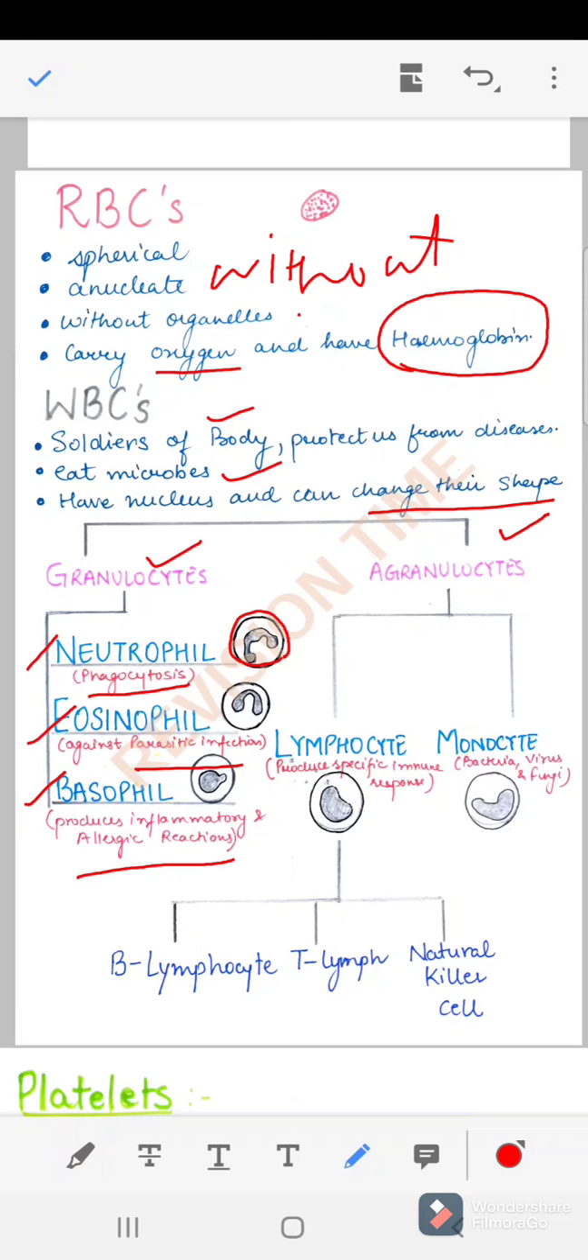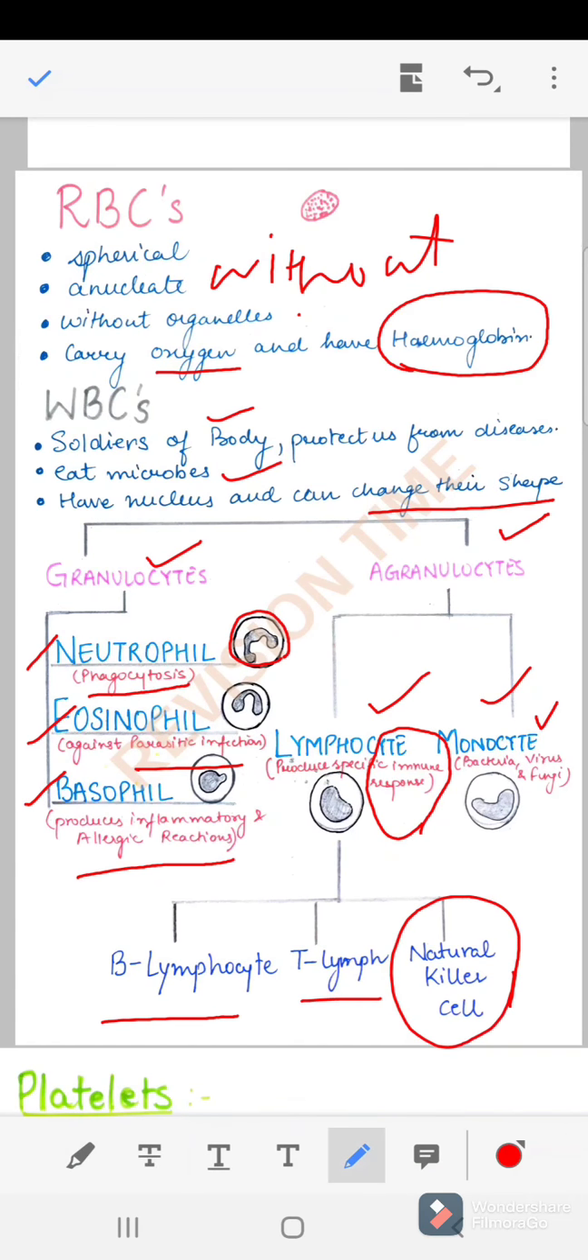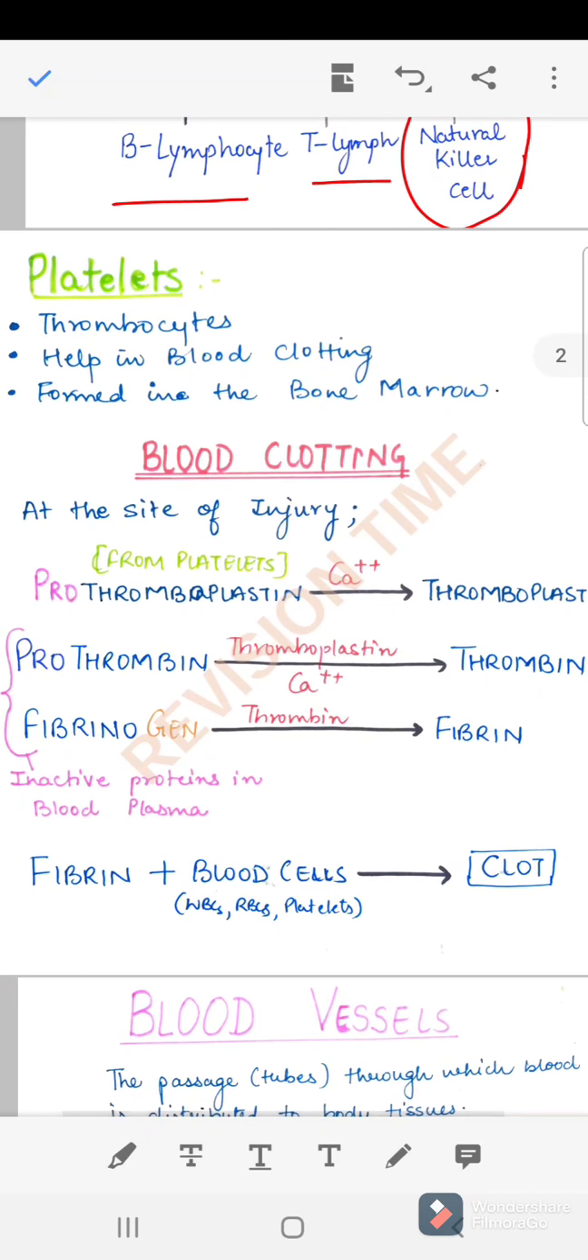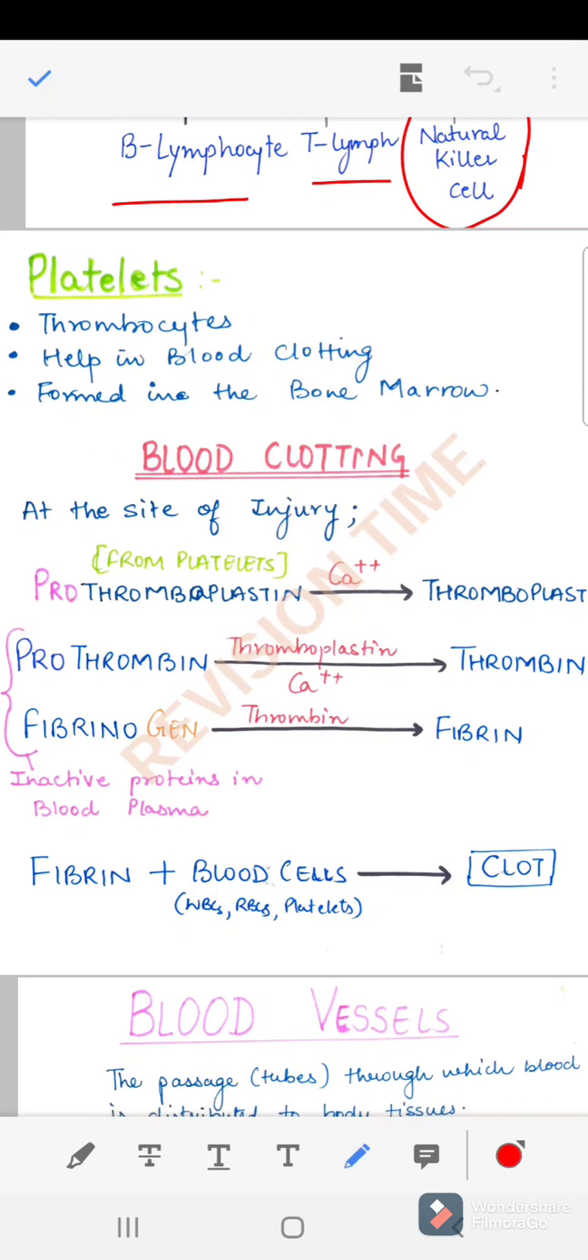And agranulocytes, they are of two types, lymphocytes and monocytes. Lymphocytes, they produce the immune response, and we all know the importance of immunity. So monocytes, they act against bacteria, virus and fungi. Lymphocytes have B lymph cells, T lymph cells and the natural killer cells. So next are the platelets. These are known as thrombocytes and they help in the blood clotting and they are formed in the bone marrow.